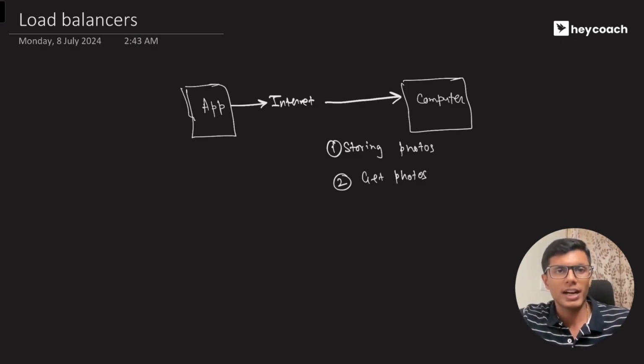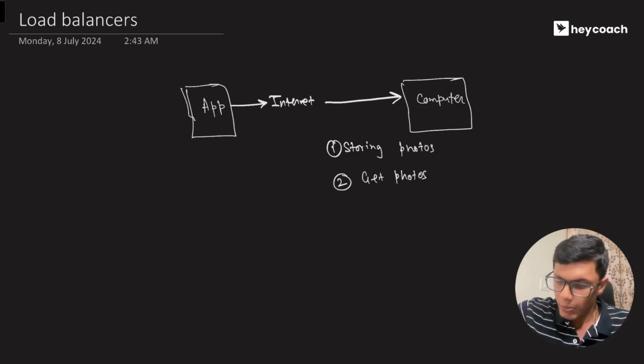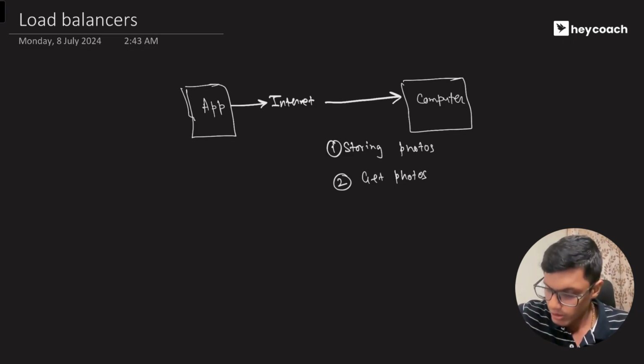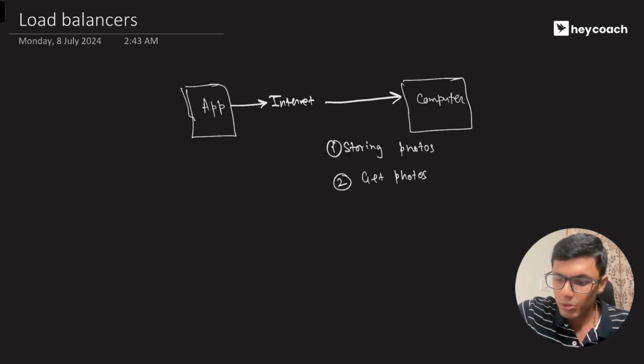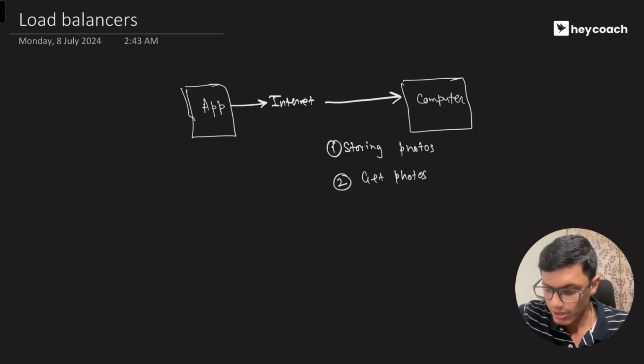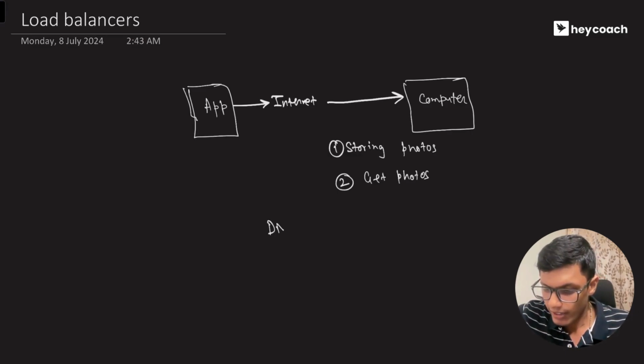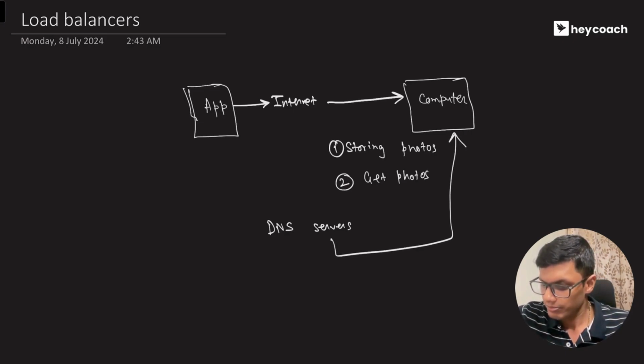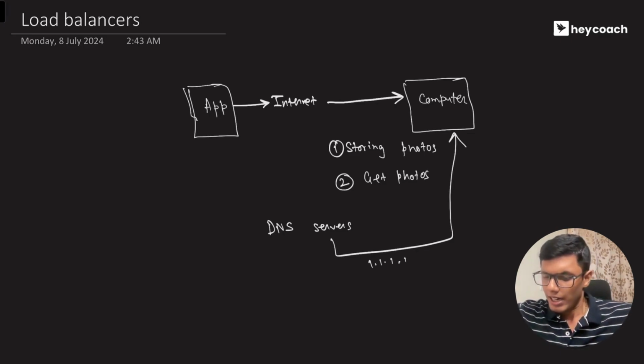So what goes behind the scenes? When the request comes to the internet, it first goes to the DNS servers, and from the DNS servers it comes to my computer. And let's say my host is, for example, 1.1.1.1, and everything was working fine.